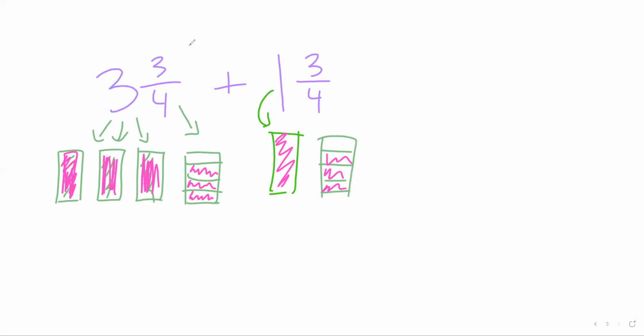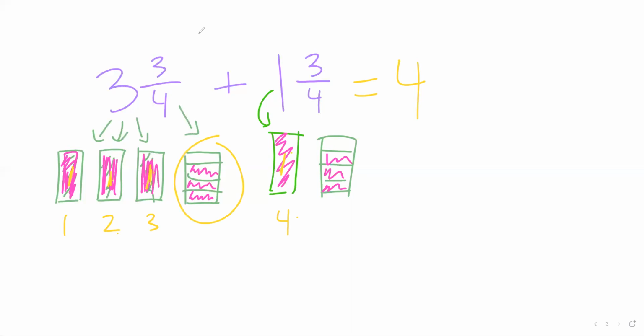All right, cool. So if I think about that model itself, the first thing I can do is add my whole numbers together. And I see that I have 1 whole, 2, 3, and 4. Does that make sense? 1 plus 1 is 2, 2 plus 1 is 3, 3 plus 1 is 4. So I have 4 wholes.